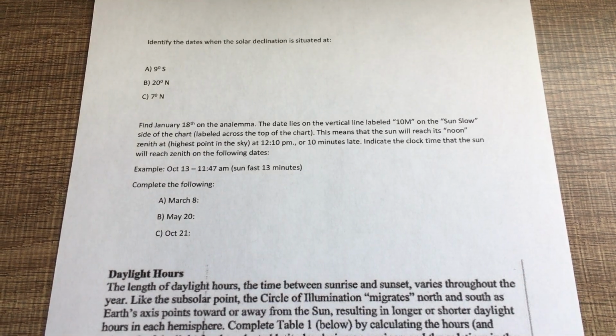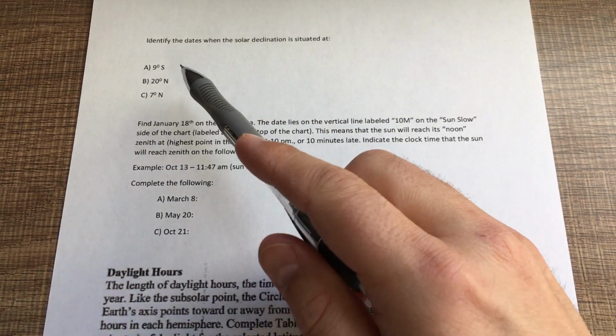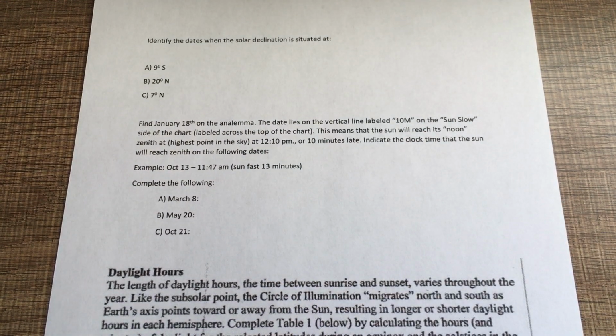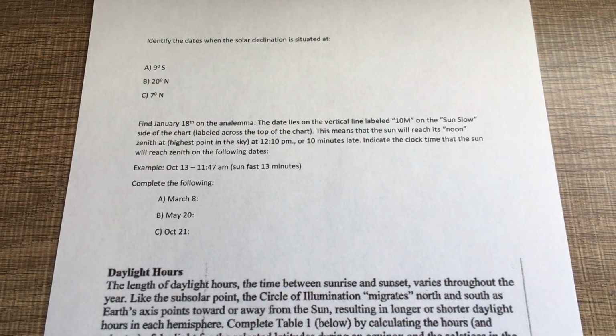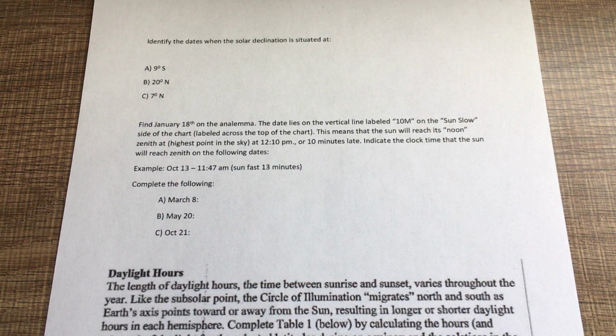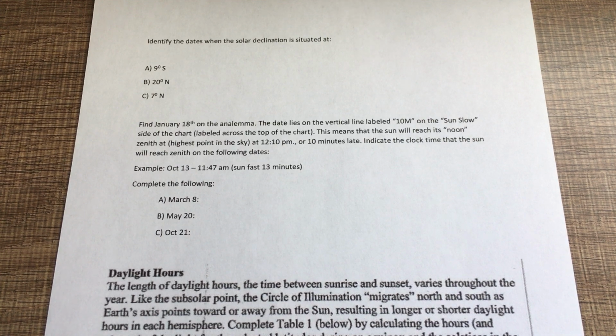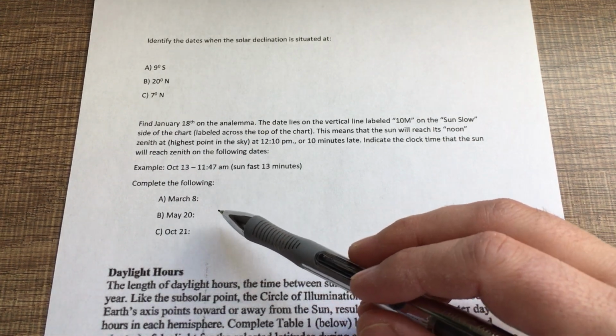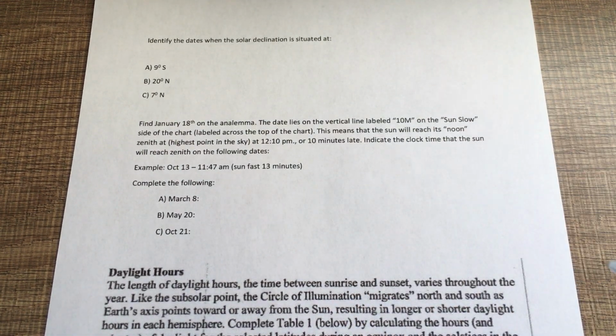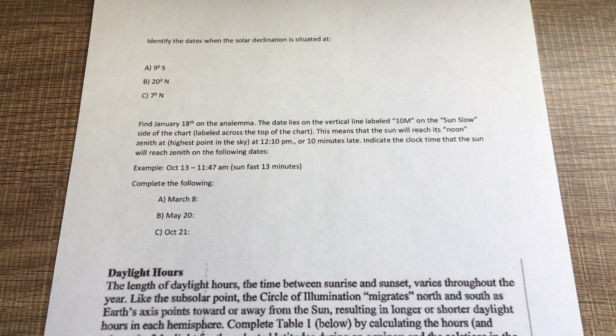Now on the next page, you should be able to figure this one out, as it's asking you kind of the reverse way. You're like, what is the date instead of what's the declination. So we're going to move on to this section here, where we talk about sun fast and sun slow.